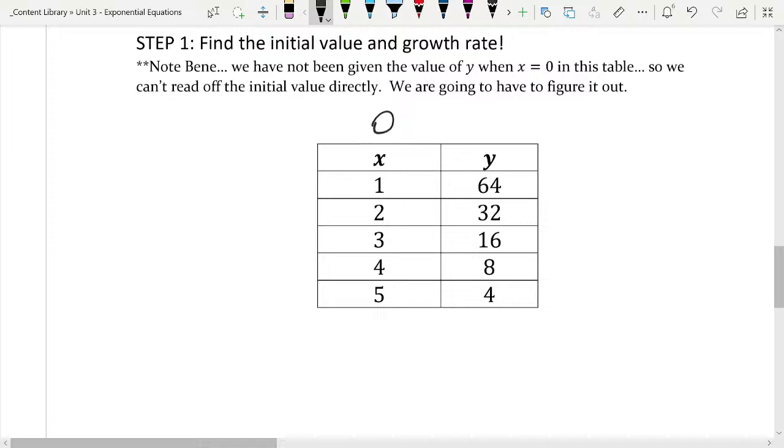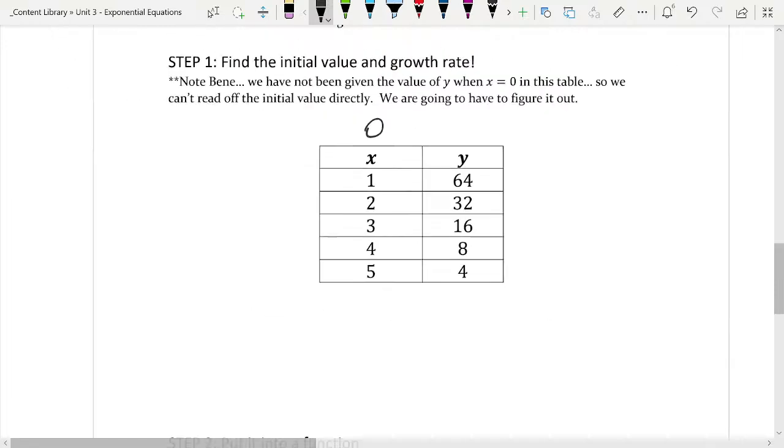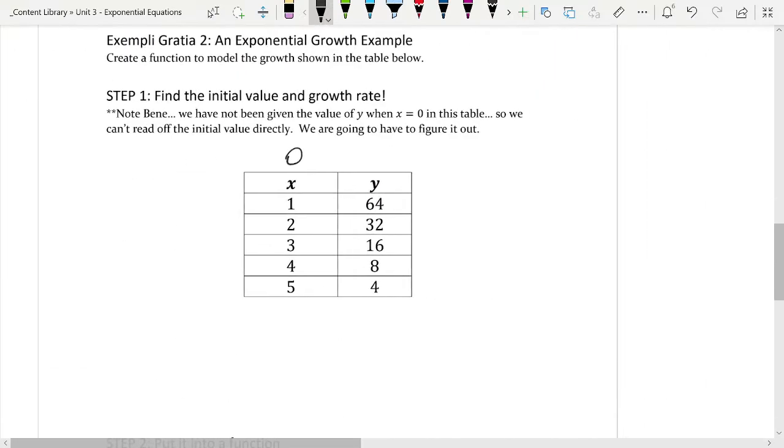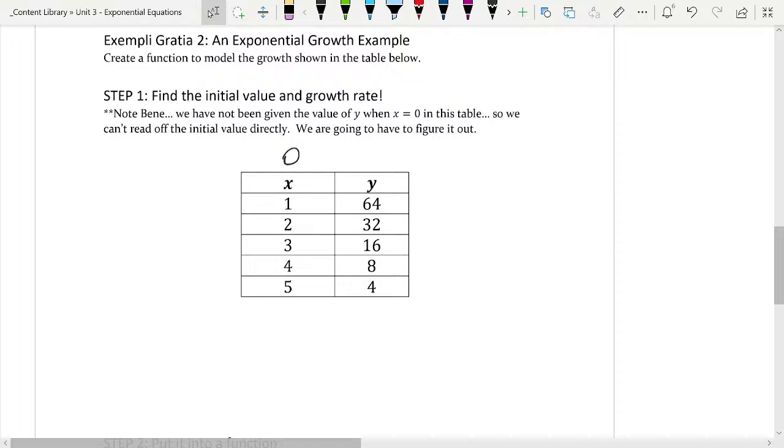Okay, so 0 equals 128. Yeah, that's what I got. That's good to know. Thank you, Seth.